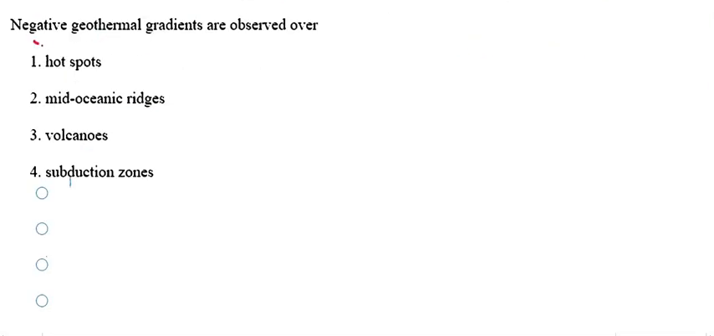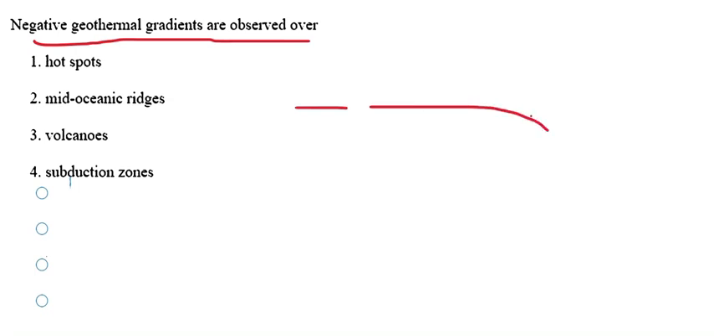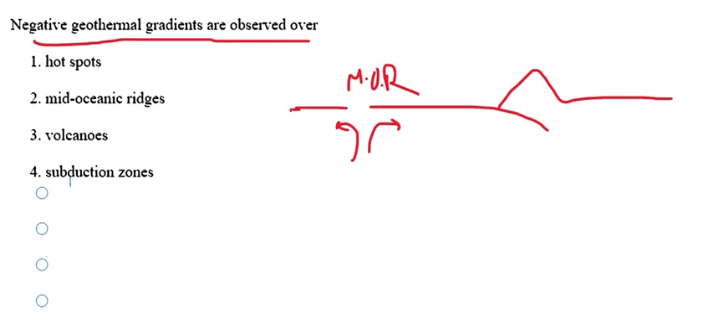Next question. Negative geothermal gradients are observed over. Suppose this is our mid-oceanic ridge and these are our convection currents. And this is the hot spot.